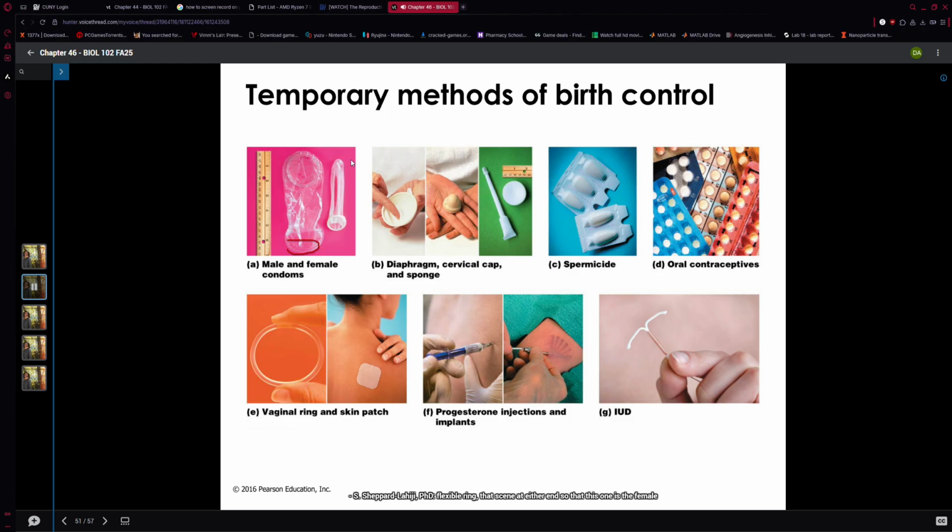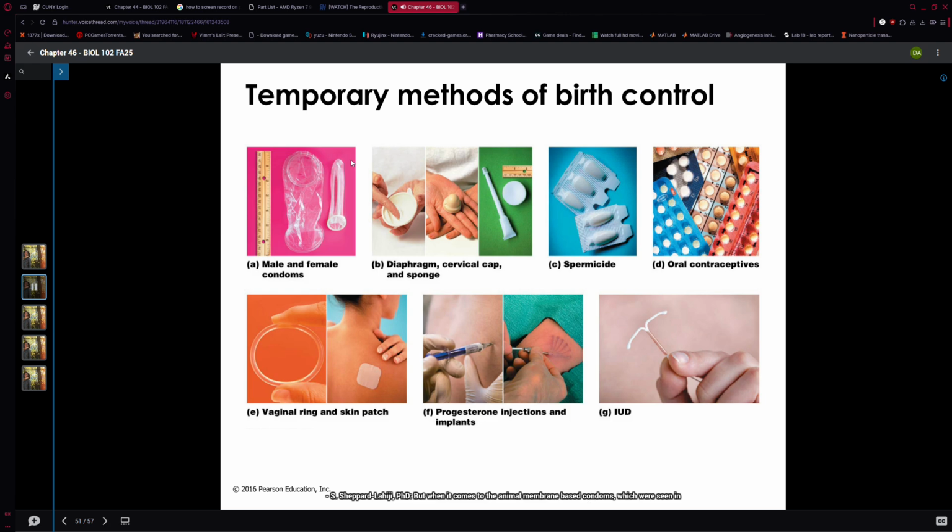So this one is the female condom, and here you can see the two rings on either end. Now, when it comes to the female condom, this can sometimes be a little bit more difficult with respect to application and insertion, but male and female condoms are the only contraceptives that can also protect against disease transmission.